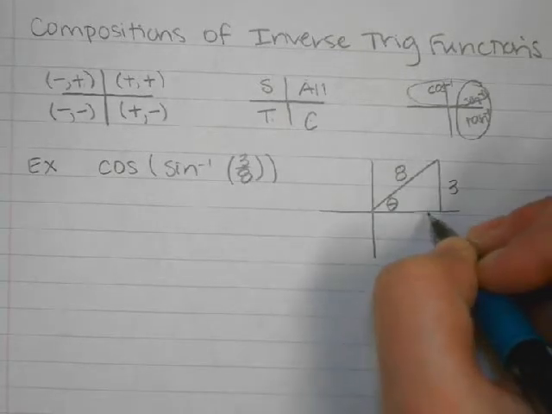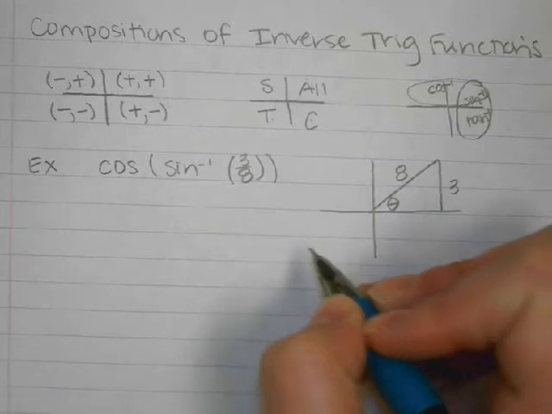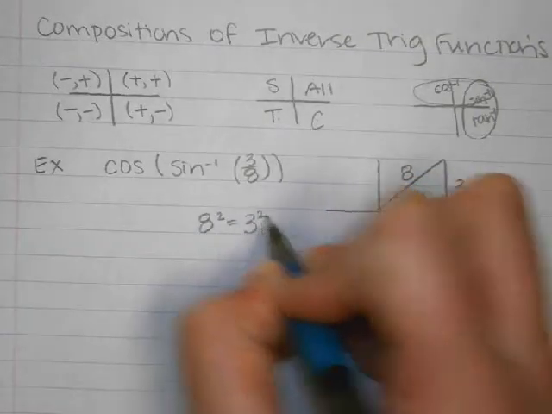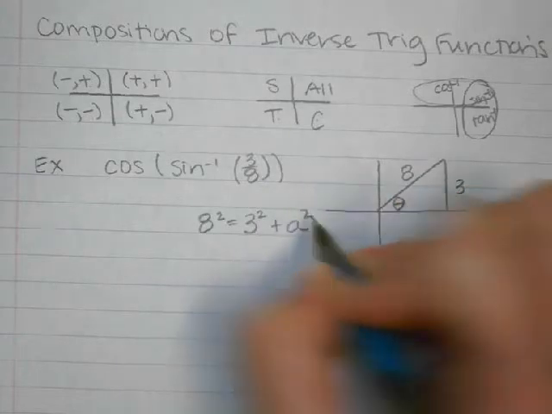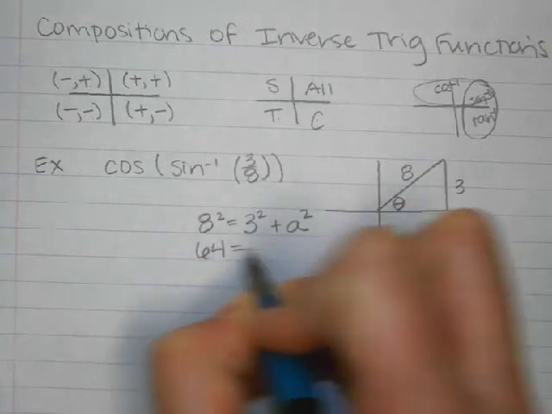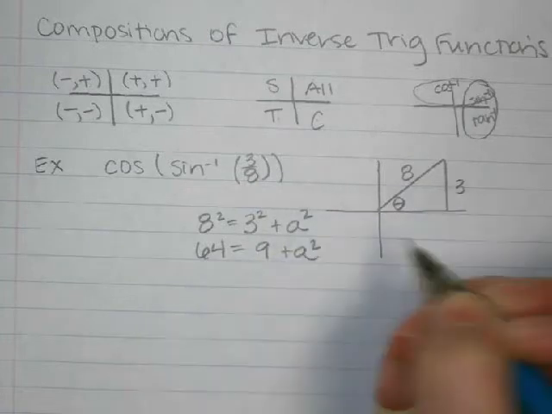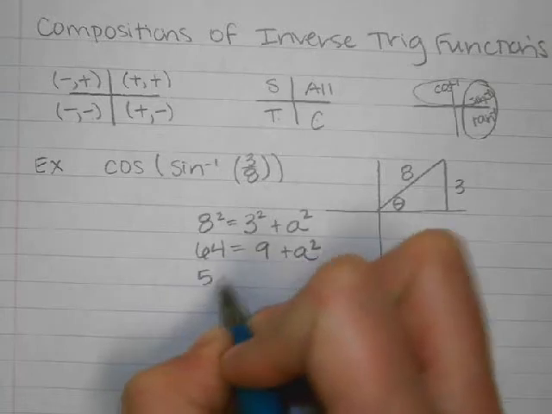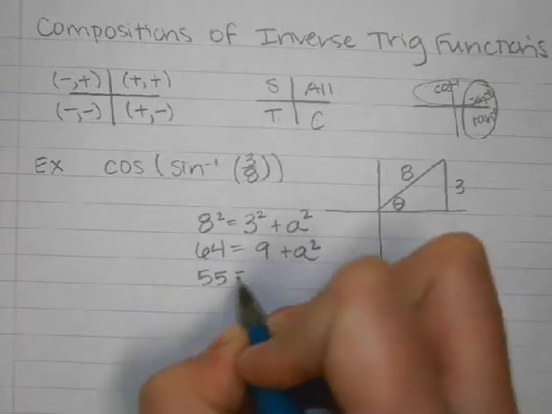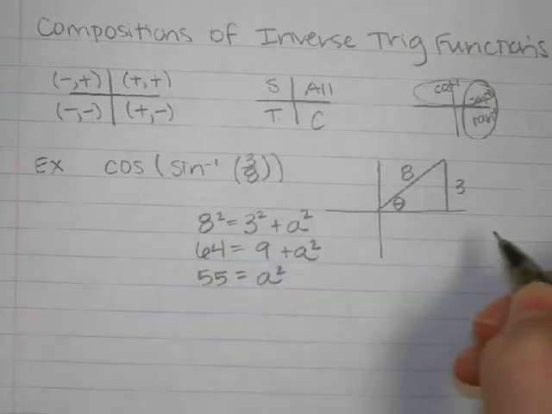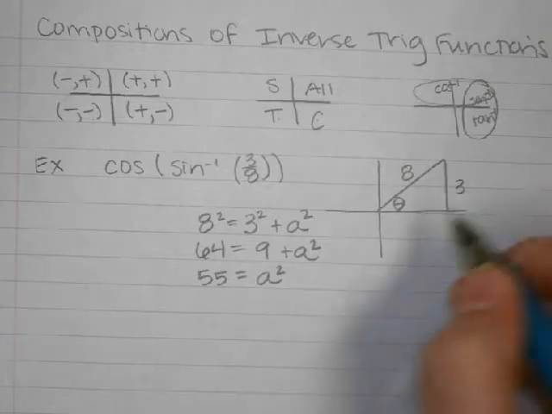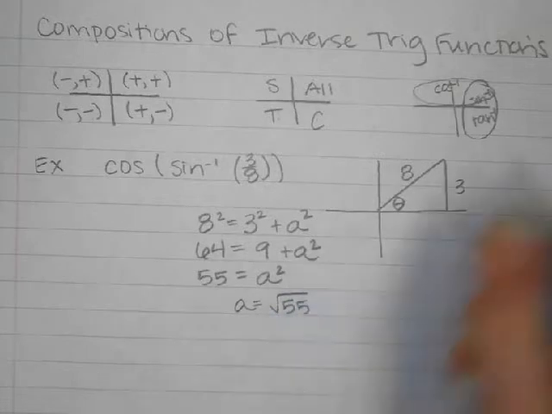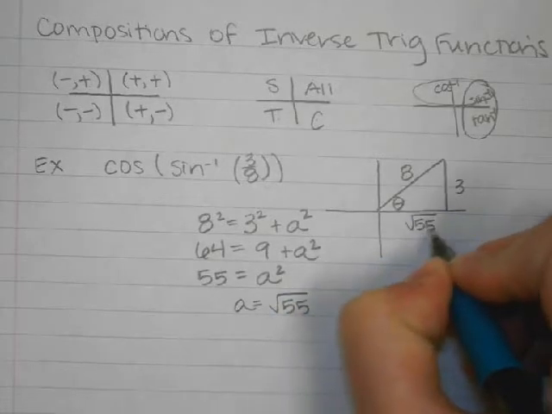I'm going to go ahead and solve for the last side of my triangle. So I'm going to say 8 squared equals 3 squared plus, I'll just call it a squared. So 64 equals 9 plus a squared. And 64 minus 9 is 55, right? I feel very uncertain about that. All right, so that means that our a value is the square root of 55, and so I'm going to call this square root 55.